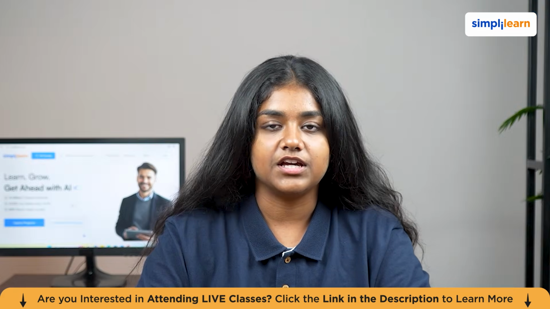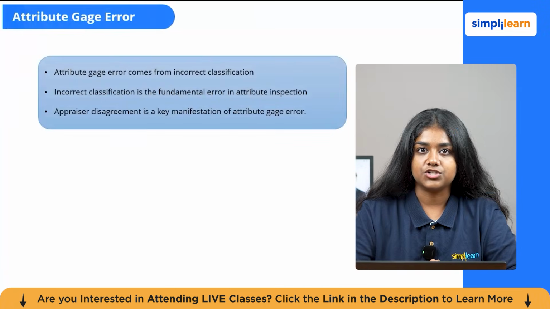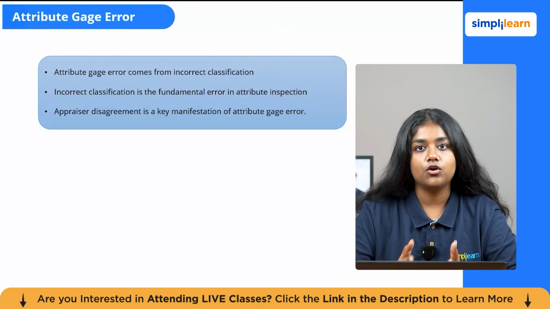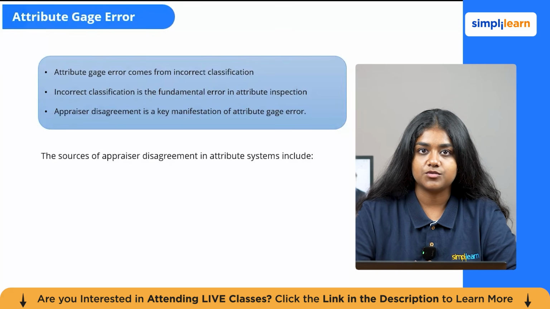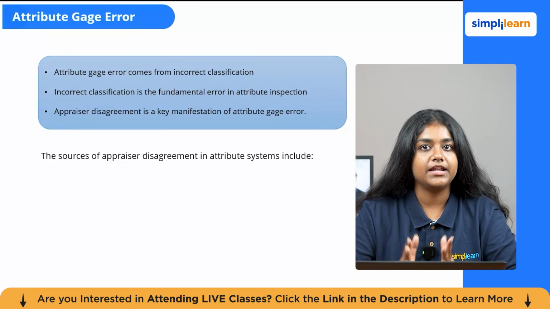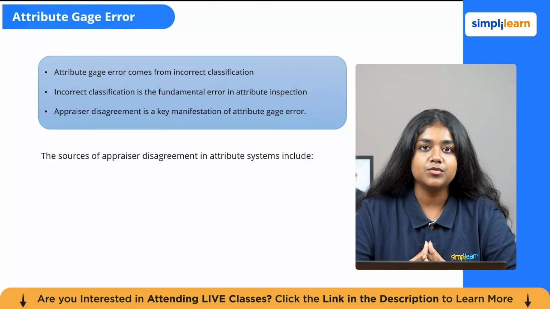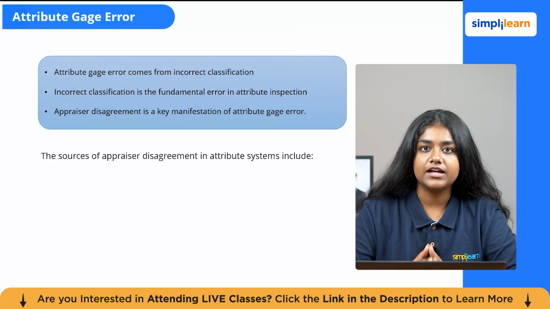Now let's look into attribute gauge error. It comes from incorrect classification, calling something good when it's bad or bad when it's good. Incorrect classification is a fundamental error in attribute inspection. Unlike variable measurement, where you can calculate a deviation and determine exactly how far you are, attribute errors are binary. You're either right or wrong.